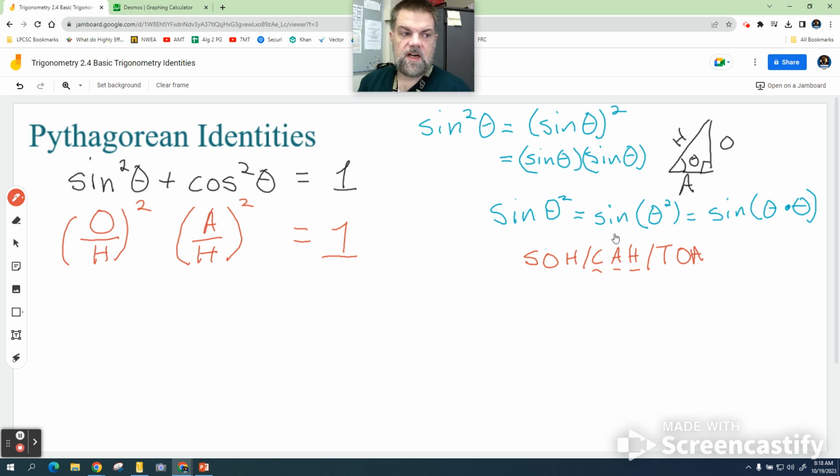Okay, so when you square that, remember that one of the properties of exponents is that's the same as O squared over H squared, isn't it? And then this becomes A squared, the adjacent squared, over H squared. Remember, all these variables, theta, A, O, H, they all represent numerical values. We just don't know what they are yet, right? These are variables.